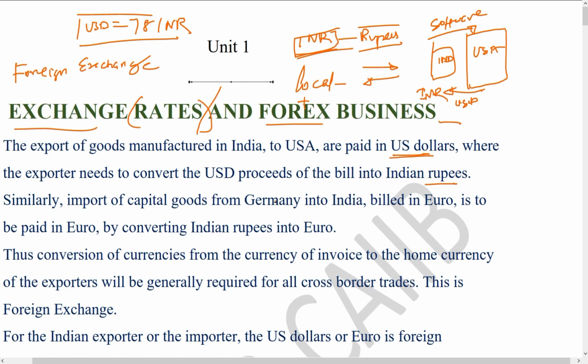Similarly, consider import of capital goods from Germany. If you are importing one machine from Germany, that is capital goods. For that, the German person makes a bill in euro. That invoice is in the currency of euro. So what does that importer have to do? He cannot pay in INR. He has to convert the INR into euro and pay the German person, the person who is exporting.